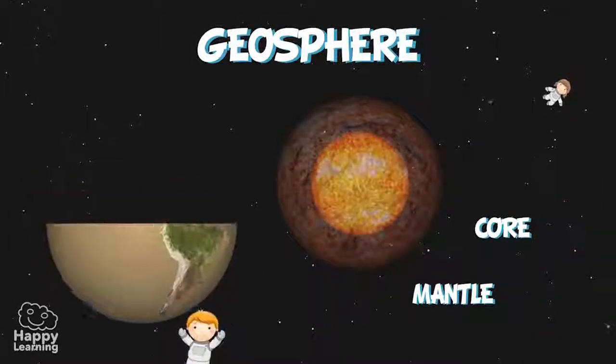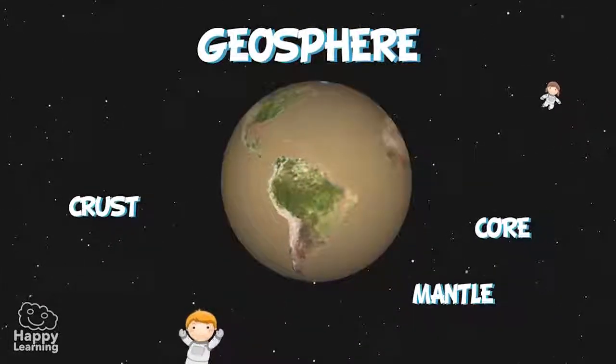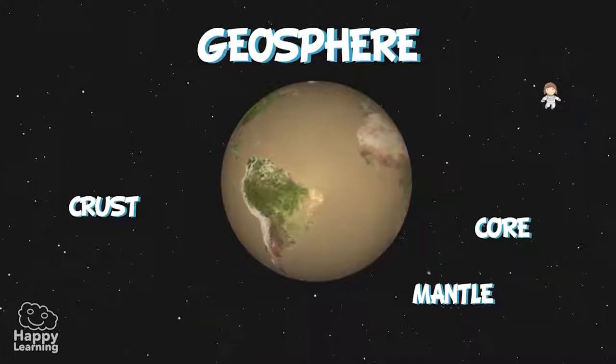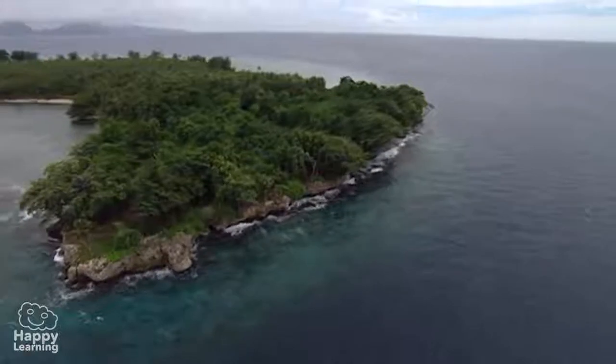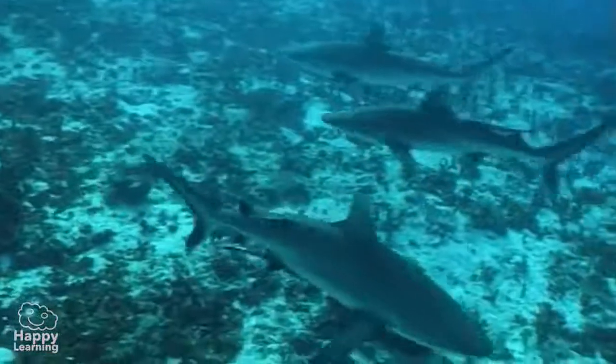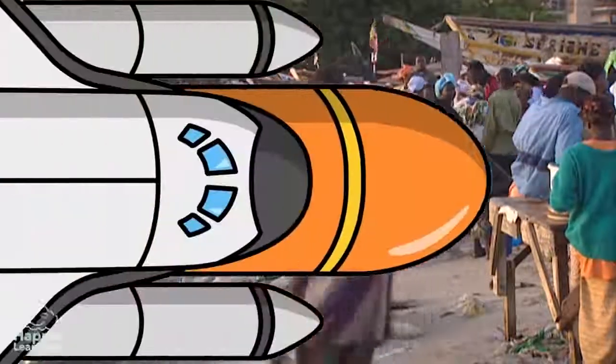The crust is the external layer. It is composed of rocks and it is where the continents are formed, as well as islands and also the seabed. So in a sense, we can say it's the ground we walk on.